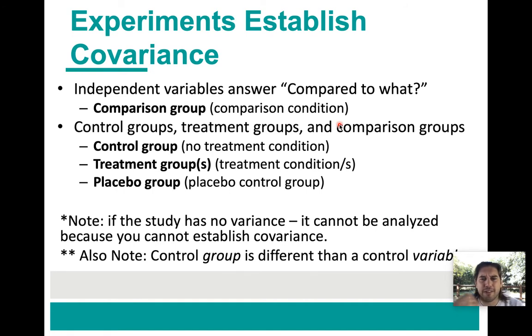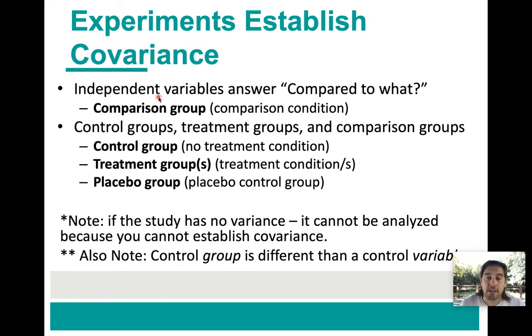So there's lots of terminology here that will vary, which is a little frustrating with experiments. So you'll hear things like comparison group or comparison condition in an experiment. Those things have to do with the independent variable.